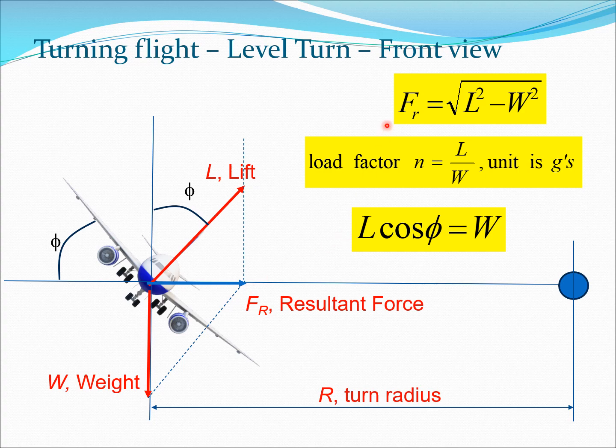So these two equations essentially relate L, W, phi and F of R. Remember, F of R is the resultant force acting toward the center of the flight path of this turning flight. This distance is typically very large; we have compacted it today to show that it is a distance at radius r. This r is known as the turn radius, relative to the center of the circular path the airplane takes in turning flight.